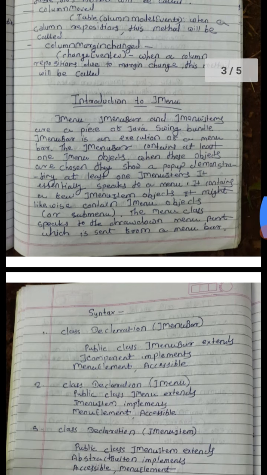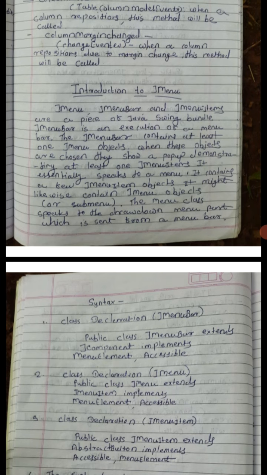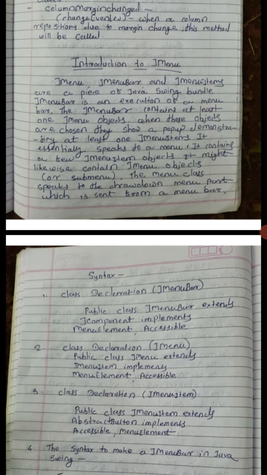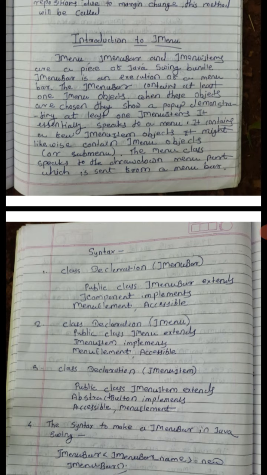Then next, introduction to JMenu. JMenuBar and JMenuItem are a part of the Java Swing package. JMenuBar is an implementation of a menu bar. The JMenuBar contains one or more JMenu objects. When these objects are chosen, they show a pop-up. JMenu represents a menu. It contains a few JMenuItem objects. It also contains JMenu objects or submenus. The JMenu class represents the drop-down menu, which is shown from a menu bar.